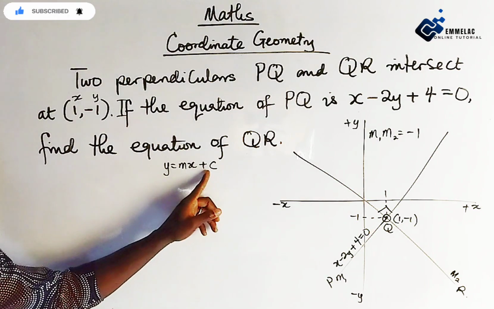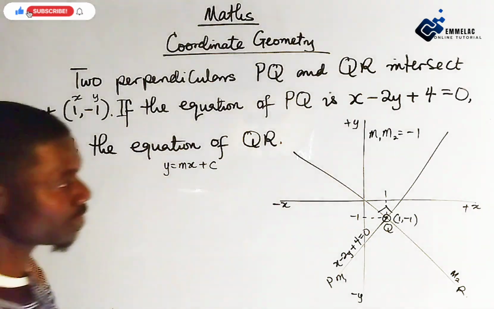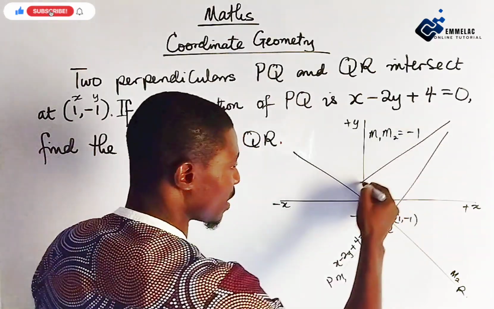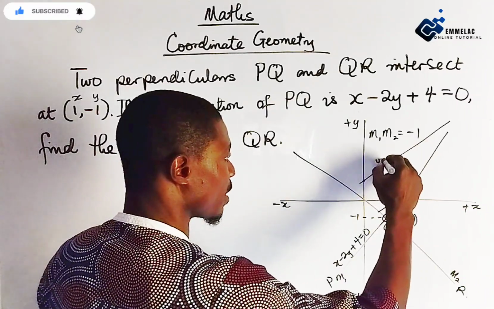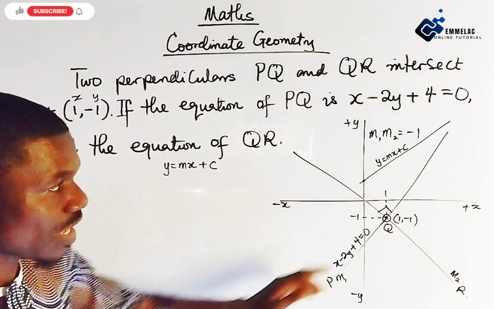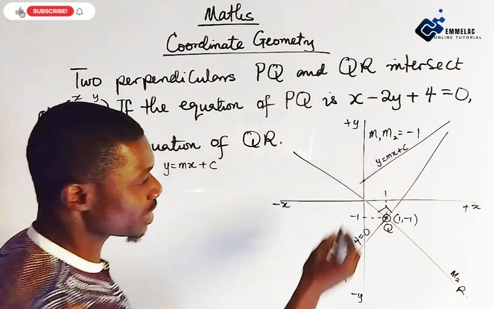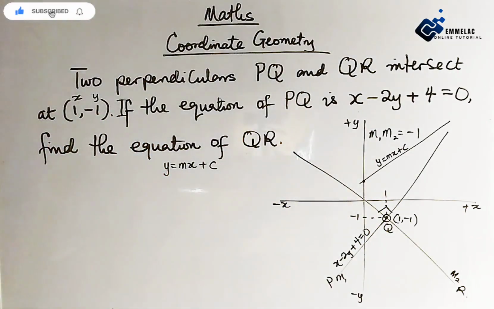This is just a situation whereby the line intercepts at the positive y-axis. Let me give a hint here. It implies that this line drawn is just y equals mx plus c, and it is plus c because it intercepts at the positive y-axis.